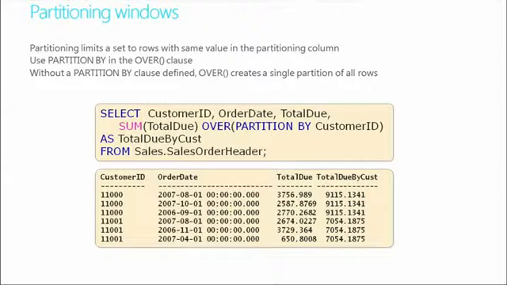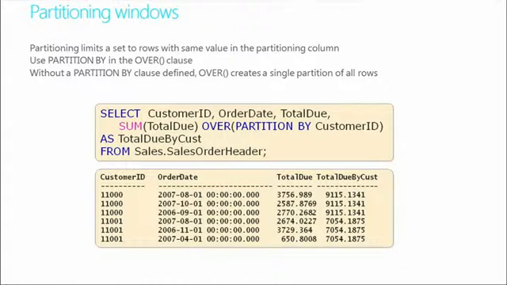So as you can see here, we have a SELECT customer ID, order date, and total due. We're going to get an aggregate function of SUM of the total due, to create a total due for that particular customer. Then we have the OVER PARTITION BY the customer ID. That's what we're going to create this content on as total due by customer. And we're going to grab this information from Sales.SalesOrderHeader.